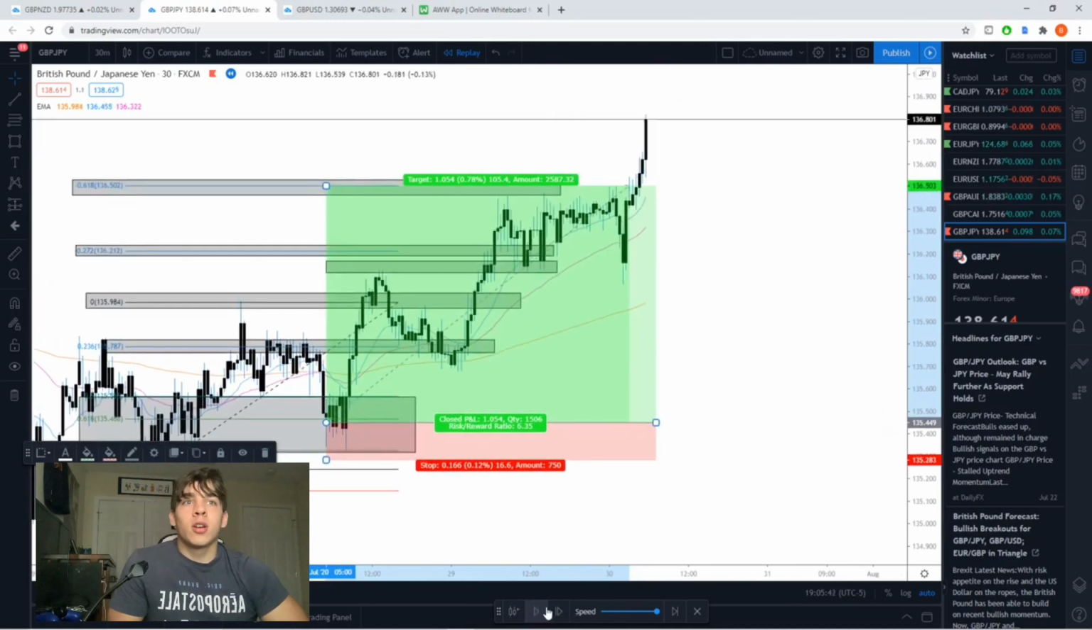Boom. Okay, so every target was hit. Right here we have a 1 to 6 risk to reward. So that's one of the main things I can say about flipping an account: try to go for the best risk to reward possible, but make sure that risk is calculated.